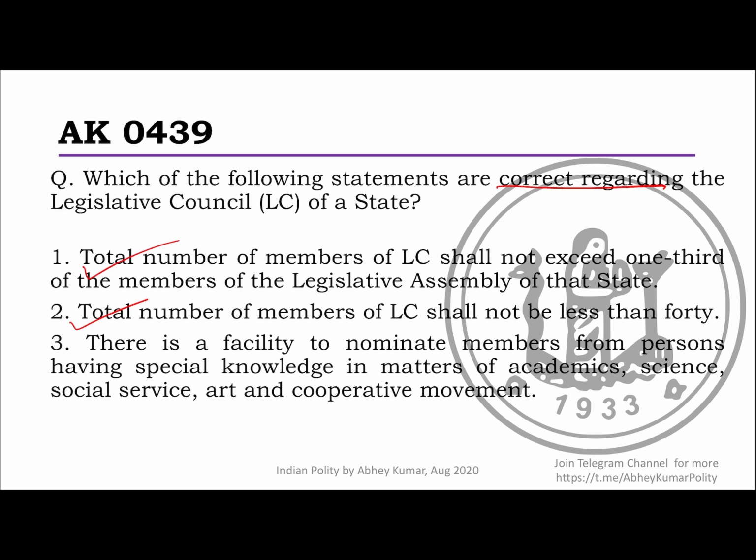And it says there is a facility to nominate members from persons having special knowledge in matters of academics, science, social service, art and cooperative movement. Now see, academics, there is no academics here. It is actually literature. While we all know that these areas are not that hard and fast, as in that it must be only from science or social service or art. These are indicative areas. But when a statement like this is given objectively, then we have to know that it's not academics, it is literature, science, social service, art and cooperative movement.